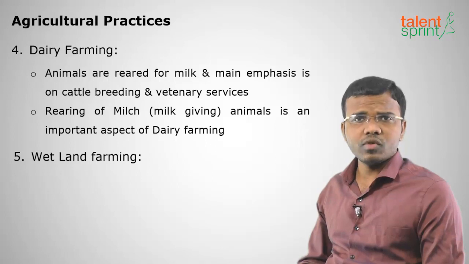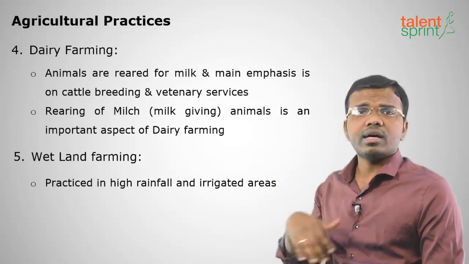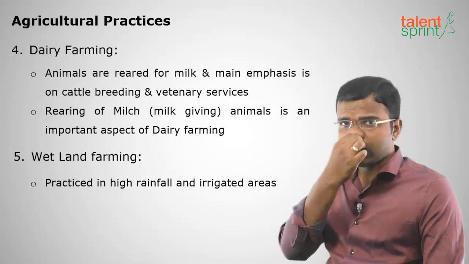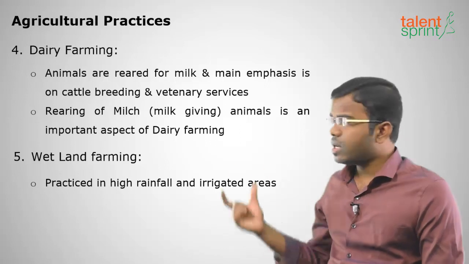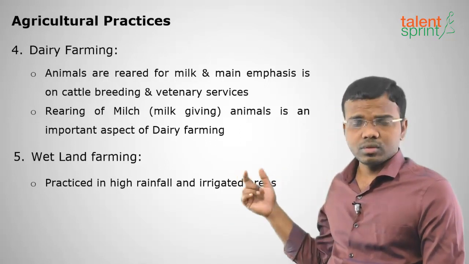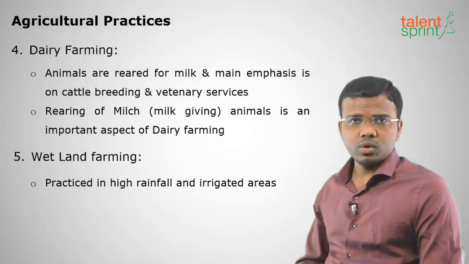As the name says, wetland farming is practiced in the regions of higher rainfall or higher water availability or irrigation facilities. In these areas, rain-fed crops and high water needed crops are grown.